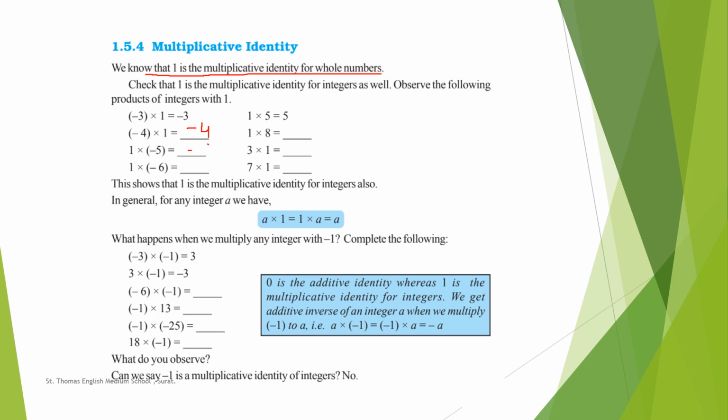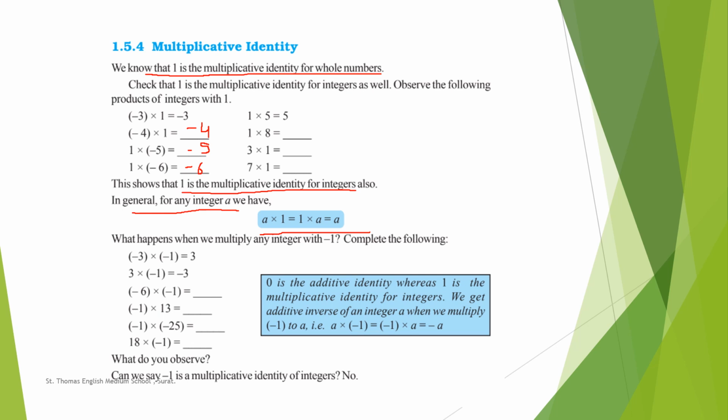1 into minus 5, answer is minus 5. 1 into minus 6, answer is minus 6. Clear? So like this you can complete here. This shows that 1 is the multiplicative identity for integers. Clear? Because when we multiply 1 to any integer, always we get the same integer. So complete these 3 yourself and underline here, 1 is the multiplicative identity for integers. In general, for any integer a, a multiplied by 1 is equal to 1 multiplied by a is equal to a.